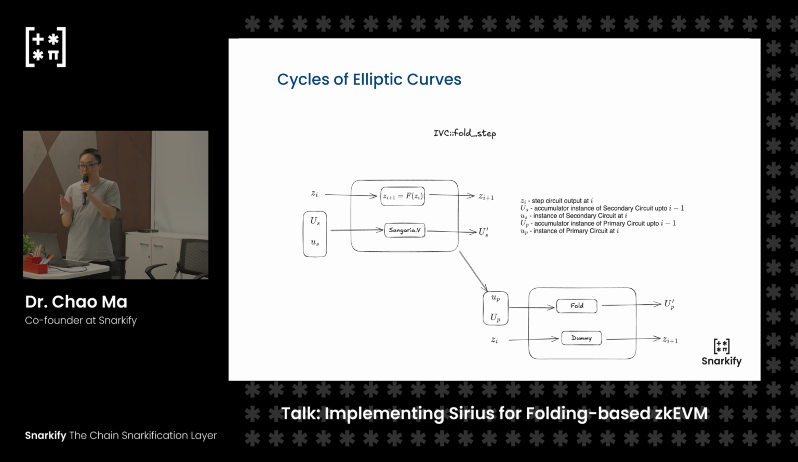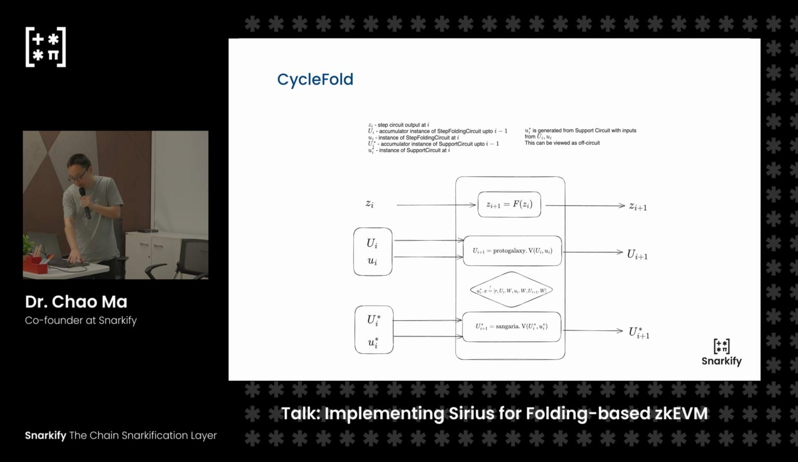Also, our main purpose is to make sure this calculation is correct. But here, in the secondary circuit, we don't have any need for the step circuit calculation. So it's a dummy. But we have to duplicate everything. So the fold part, the circuit is actually duplicated, and it's kind of unnecessary. So this is something we try to minimize, the redundancy work. That's the reason we introduced the cyclefold.